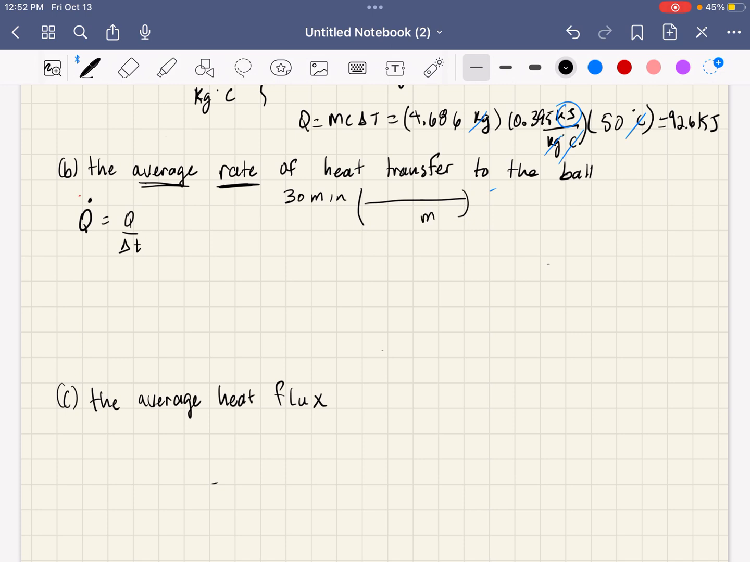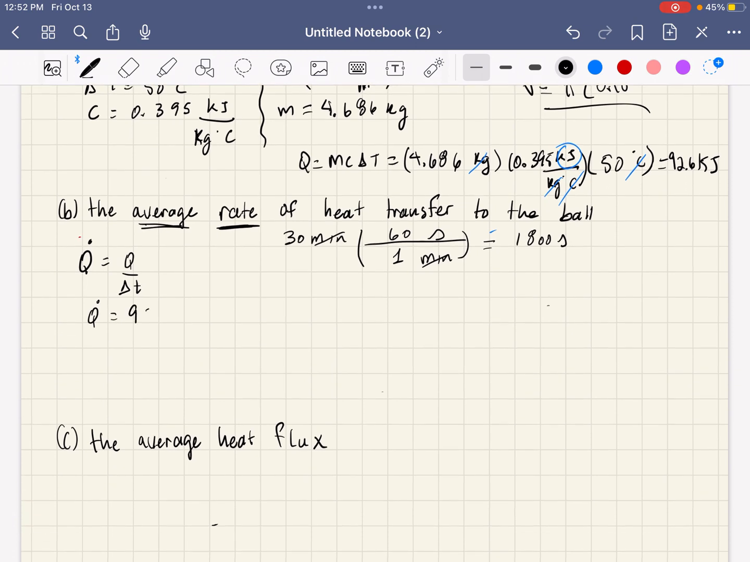I want to cancel out the minutes. I'm going to put it on the denominator, and I know I want to go to seconds. Okay, I know that there are 60 seconds in 1 minute, so minutes cancel out. Once I multiply all of this out, 30 times 60 is just going to be 1800 seconds. Okay, so then the rate of energy transfer in this case is just going to be 92.6 kilojoules divided by the time, which in this case is 1800 seconds, which is going to be 0.0514 kilojoules per second.